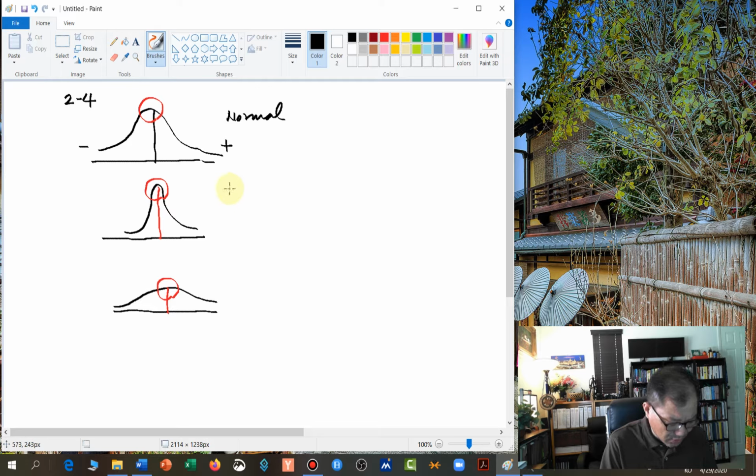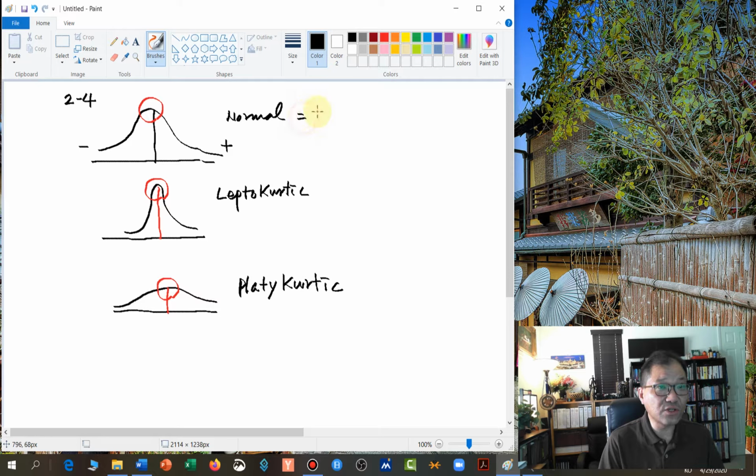This one is called leptokurtic. Let me spell out leptokurtic. This one is platykurtic. This one is also known as mesokurtic. Mesokurtic.